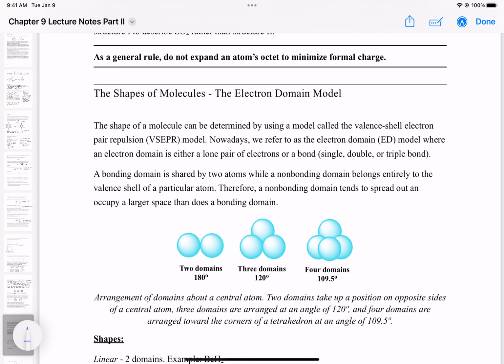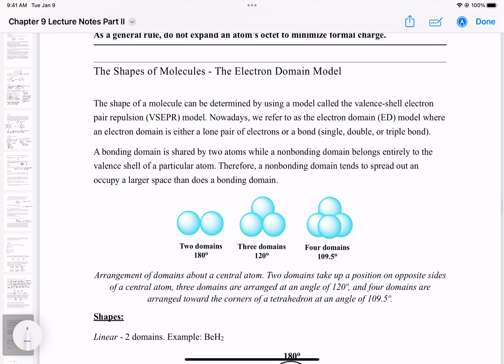Okay? So this little tidbit here, 2 domains will take up positions on opposite sides of a central atom. And that's because that minimizes electron repulsion. So think about the electron groups, right? They're electrons, so they want to spread as far apart from each other because they don't like each other. They have the same charge, right? So yeah, they both have too much energy, right? So they want to be as far away as possible to make the whole molecule stable. And same with 3 domains. Get as far apart as you can, then 4 domains, etc.